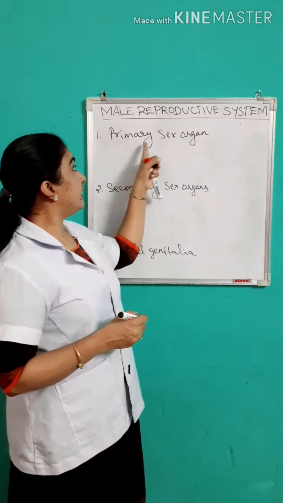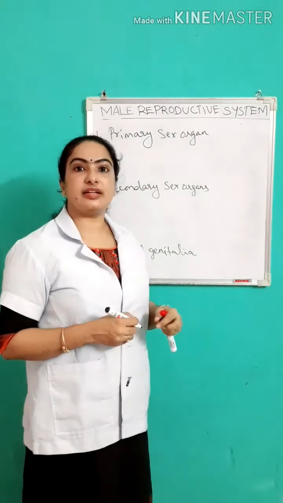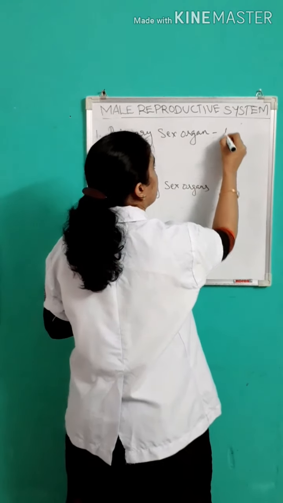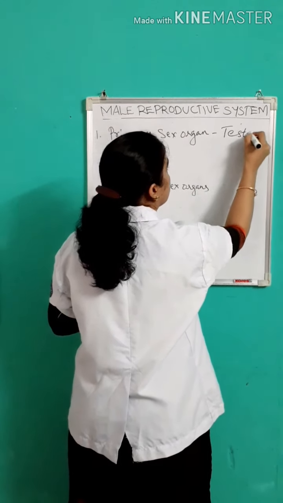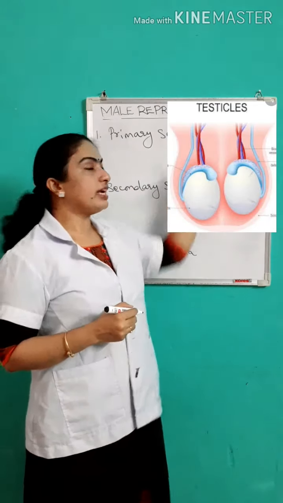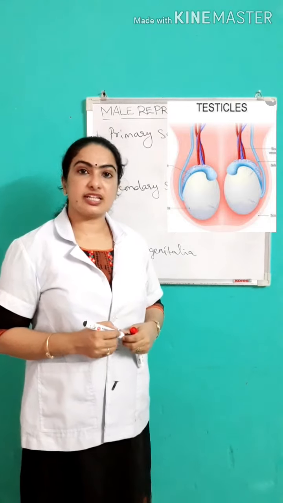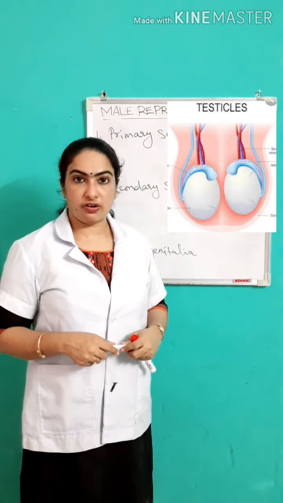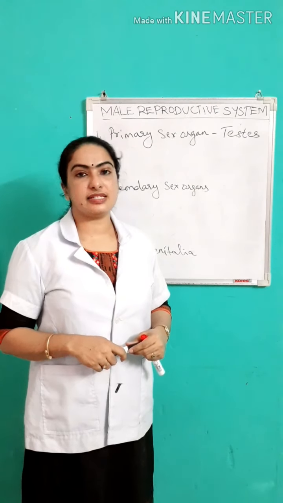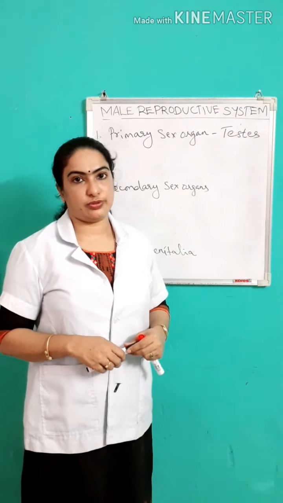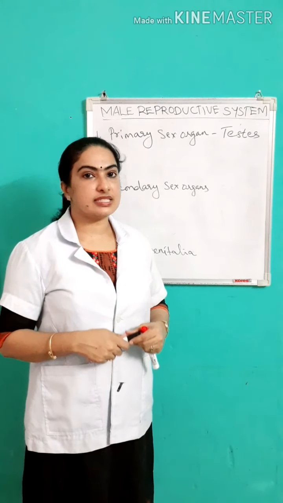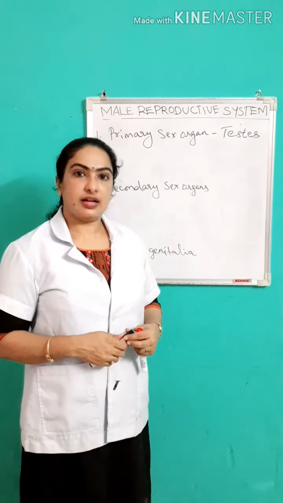And now we can see which is the primary sex organ in the male reproductive system. The primary sex organ is a pair of testes. Why is it known as the primary sex organ? Because the testis is responsible for the production of the male gamete as well as the male sex hormone. The male gamete is sperm and the male sex hormone is testosterone, which I will teach you later.